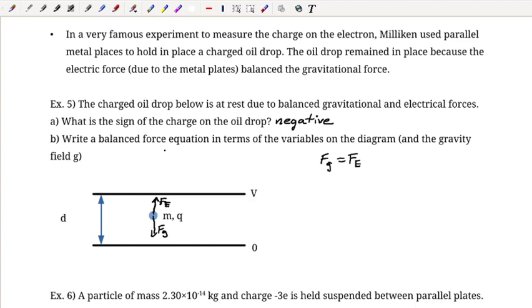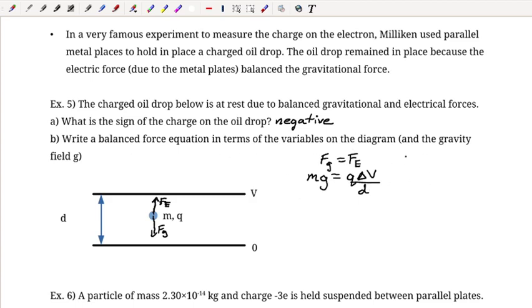Then it says, write a balanced force equation in terms of the variables on the diagram and the gravitational field g. In other words, we don't have any numbers to plug in yet. We only have V, m, q, and d. But we can start figuring out what our formula would be, and in the next example, we're going to plug in some numbers. So Fg, hopefully you remember from grade 10, is equal to mg. And Fe, which we just saw above, was q delta V over d.